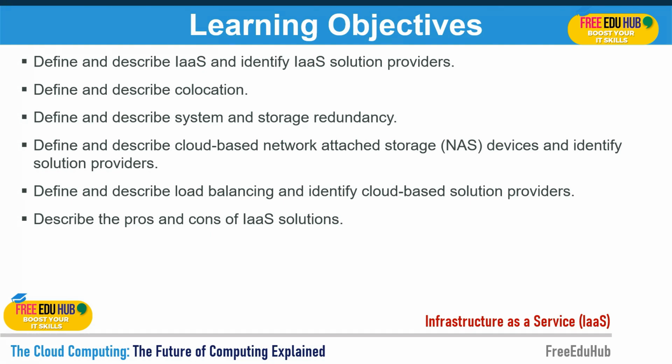Then we'll define and describe cloud-based network attached storage. Network attached storage is available in offices also. You might have seen it, used for backup and things, but the same kind of storage devices are available in the cloud, which are used for your backup and stuff. Then we'll define and describe load balancing and identify the cloud-based solution providers. How does it work and how can we get it? Then we'll describe some of the advantages and disadvantages of infrastructure as a service solutions.